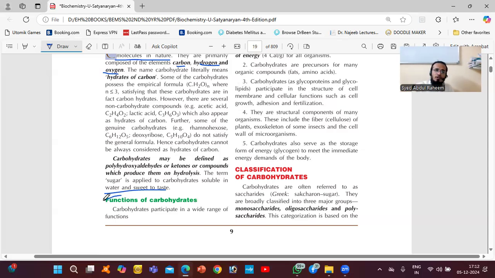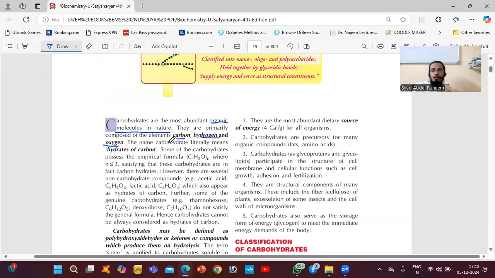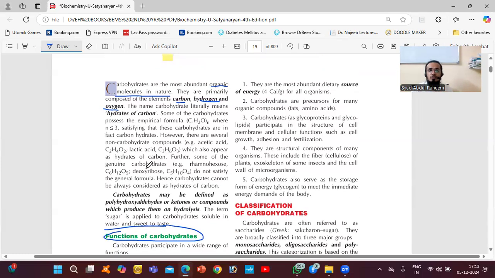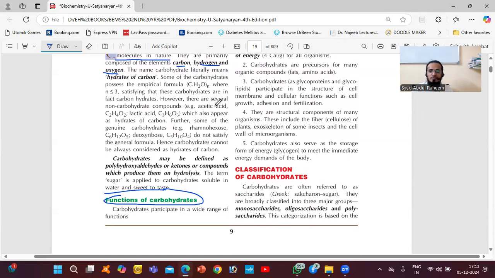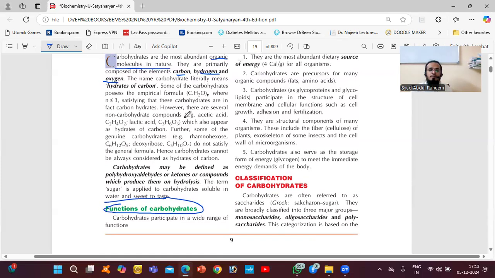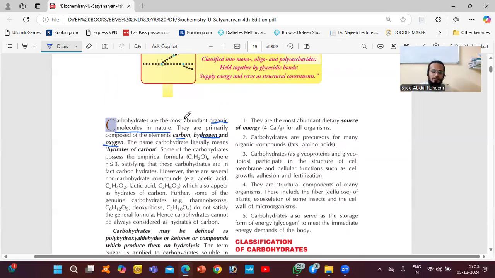Functions of carbohydrates, so very important. You have to remember this. So in the basics, we understand what a carbohydrate is. This is the hydration of carbon. We have different chemical compounds which are hydrated carbon, but they are not carbohydrates. There are some non-hydrated compounds of carbon, like lactic acid. And we have carbohydrates like rhamnose, ribose, and other things, which are not relevant for our topic, but we have to understand that both are present.